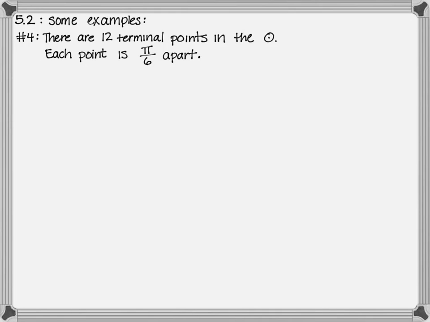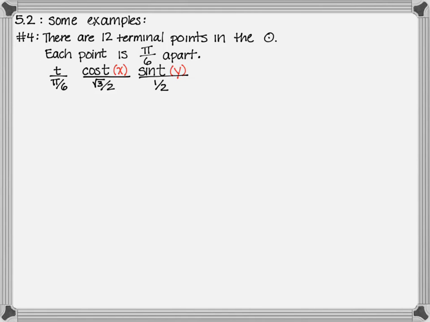As promised, here are some examples of the even problems from the homework tonight. First of all, I'm going to do problem number 4. When you look at that picture, there are 12 terminal points in the circle. You had to do problem number 3, and in problem number 3 there were fewer points. There were only 8 points, and they were pi over 4 apart. In problem number 4, there were 12 points, and each point was pi over 6 apart.